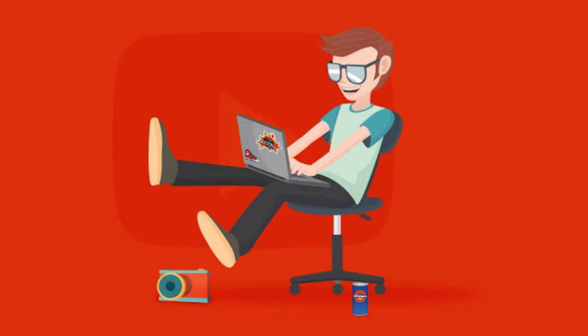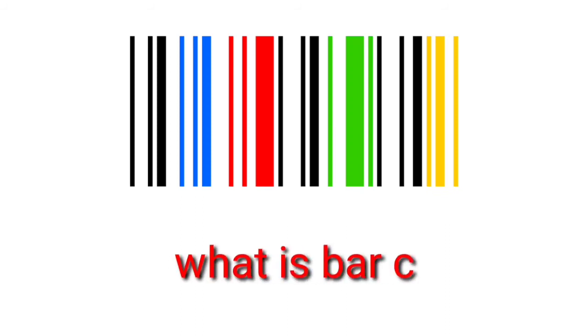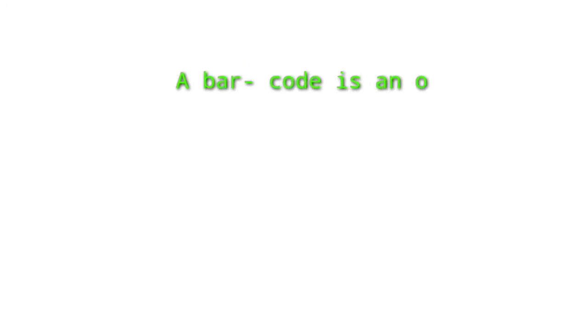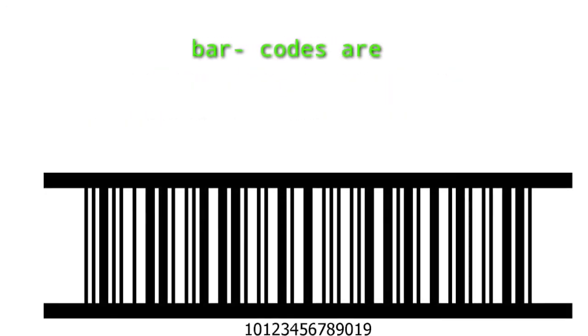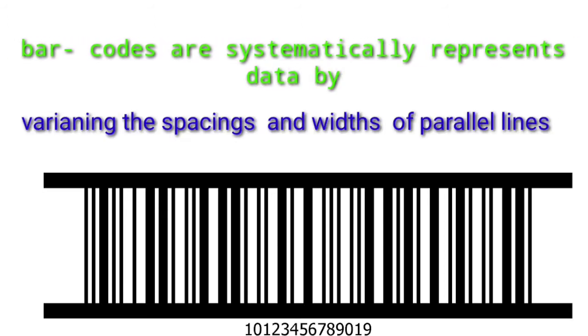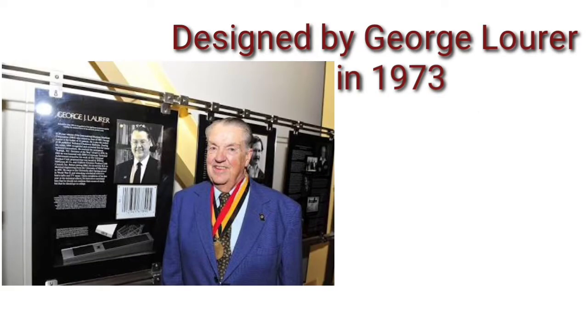This is Balaji. Today we are going to see how to generate barcodes using Python. First of all, we have to know what a barcode is. A barcode is an optical machine-readable representation of data. Barcodes systematically represent the data by varying the width and spacing between parallel lines. These barcodes were designed by George Laurer in 1973.